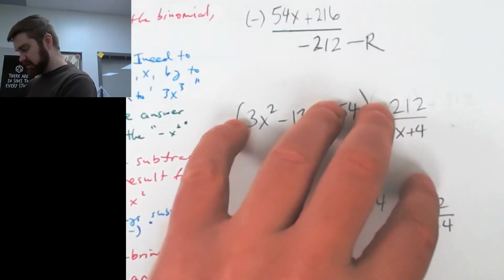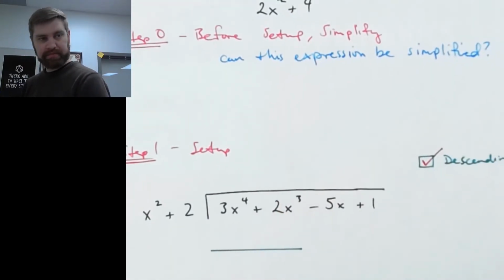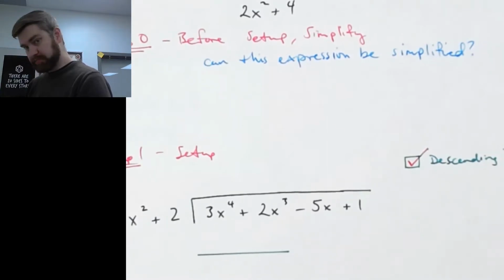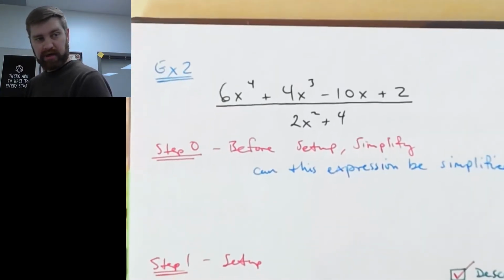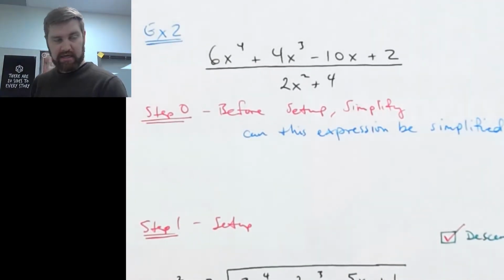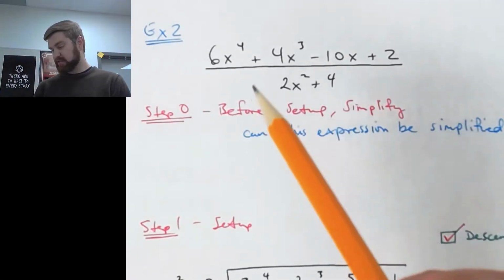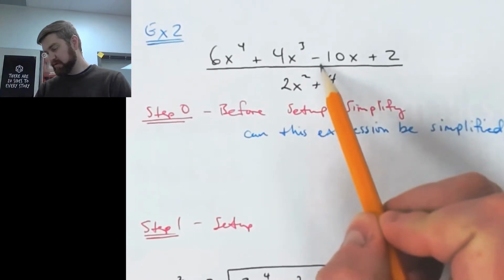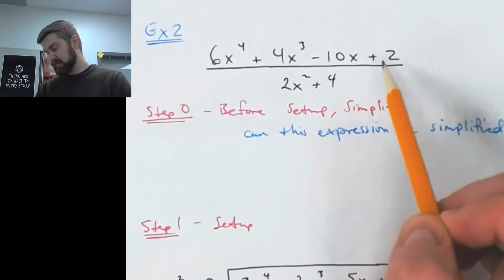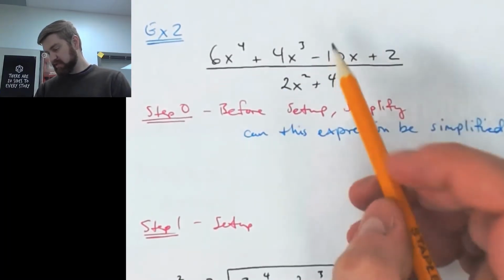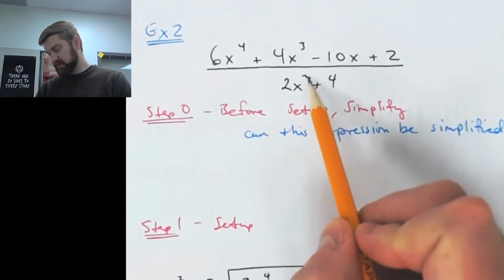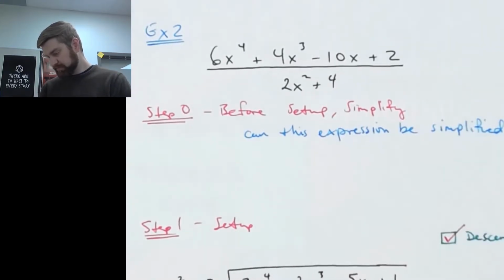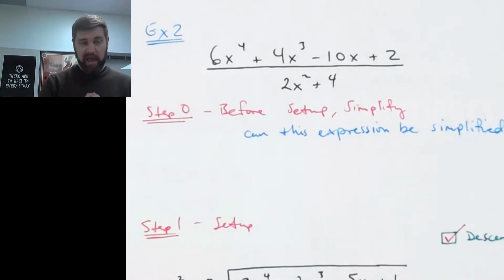All right, let's look at our next question here, our next example. Okay, so our next example here is 6x to the power 4 plus 4x cubed minus 10x plus 2. All of this is divided by 2x squared plus 4.